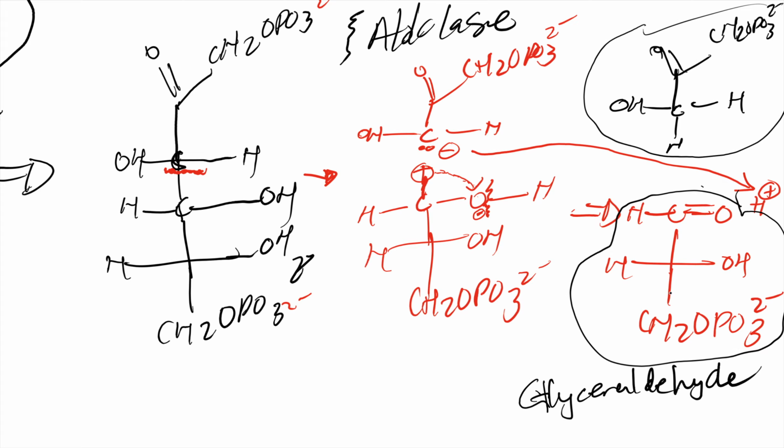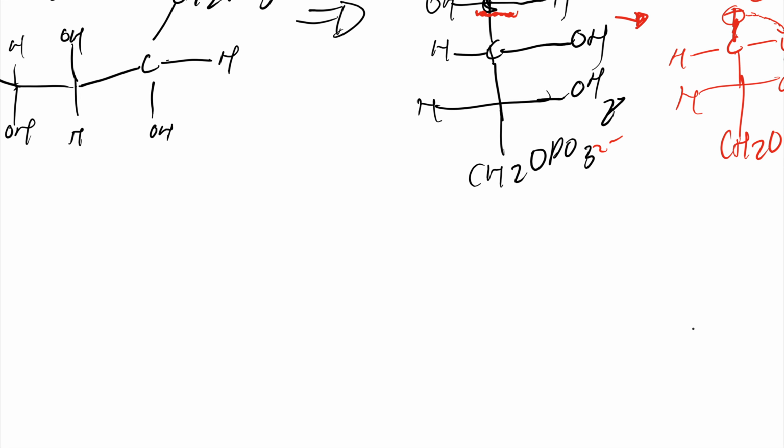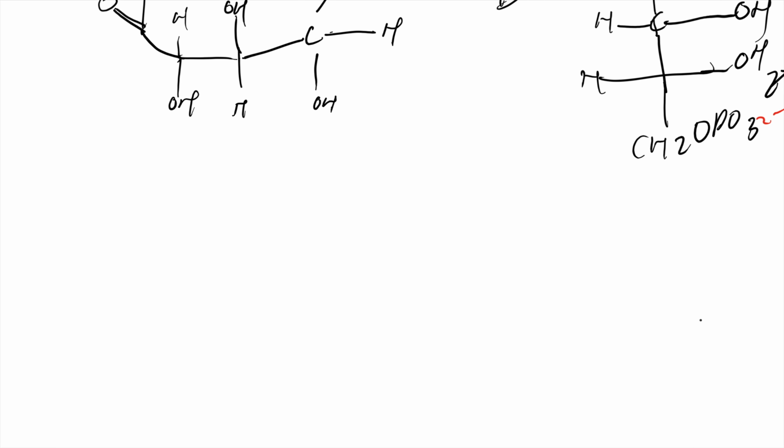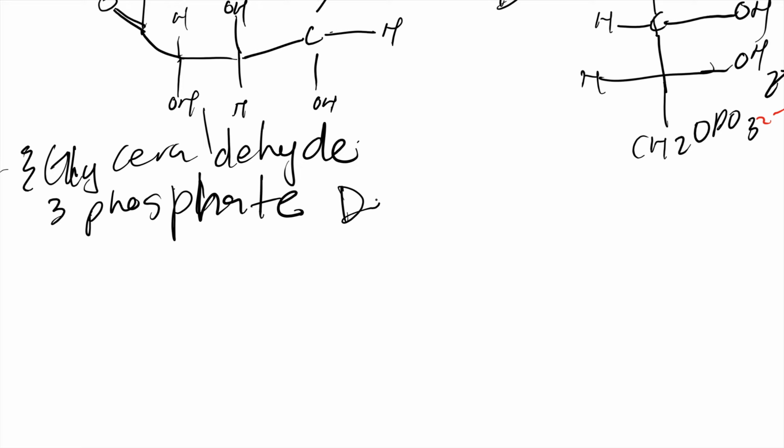So these go back and forth and turn into glyceraldehyde. So let's talk about now what happens to that molecule. We have now an enzyme called glyceraldehyde 3-phosphate dehydrogenase.